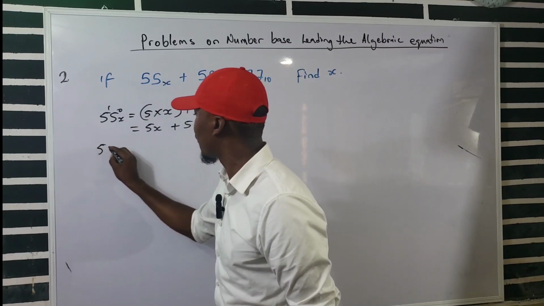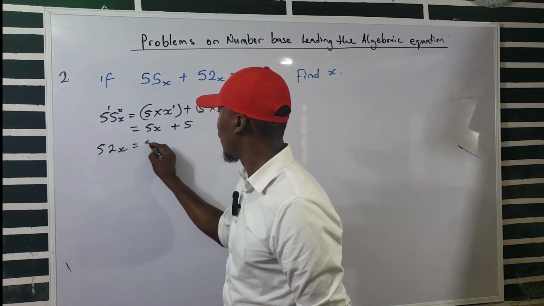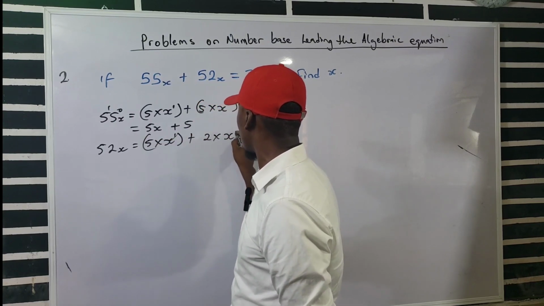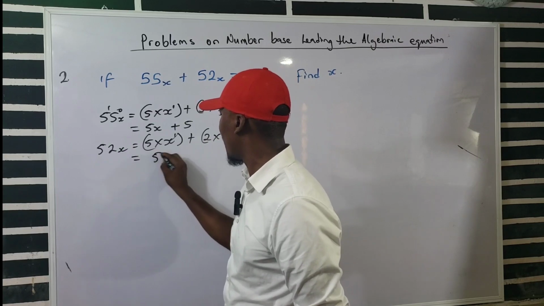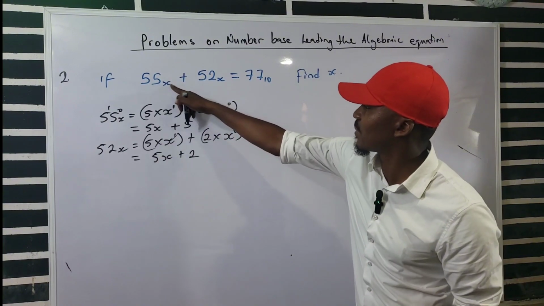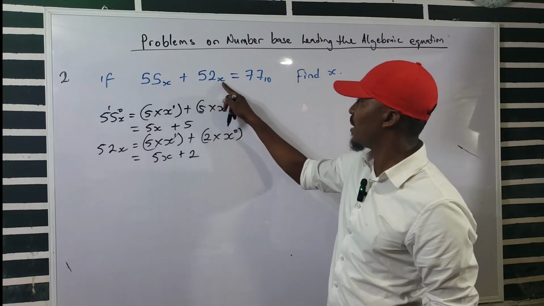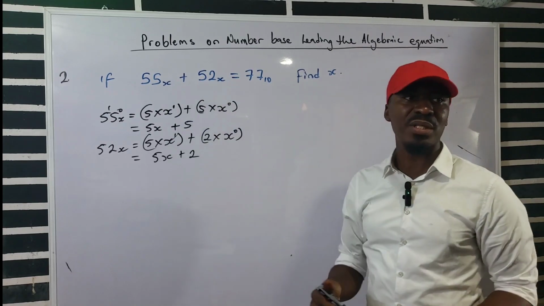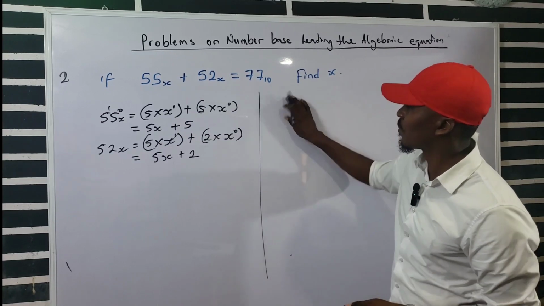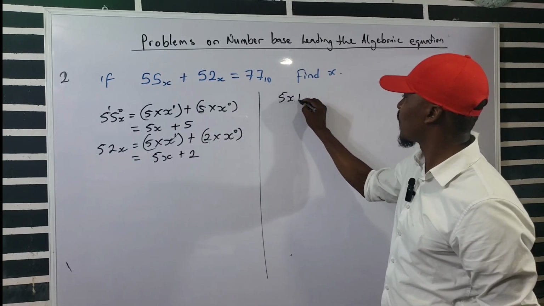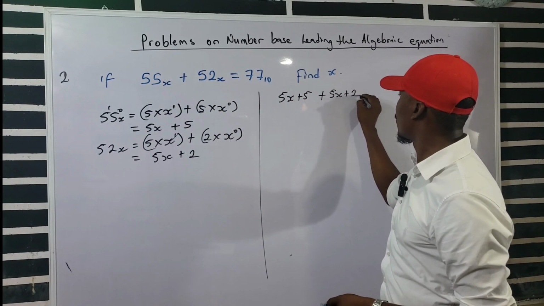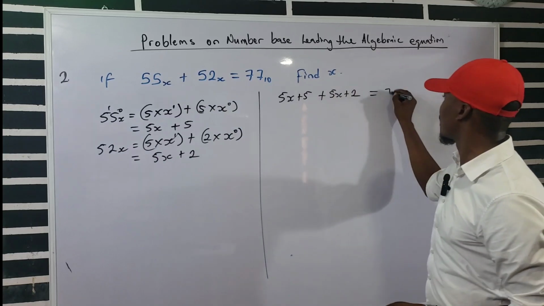So the next one, 52 in base x, that will give you 5 times x raised to power 1 plus 2 times x raised to power 0. So that will give you 5x plus 2. So we are done. So this is base 10 of 55 base x, and this is base 10 of 52 base x. So add the two numbers and equate to 77 and find the value of your x. So we have 5x plus 5, that's for this, then plus 5x plus 2, that's for this, equals 77.